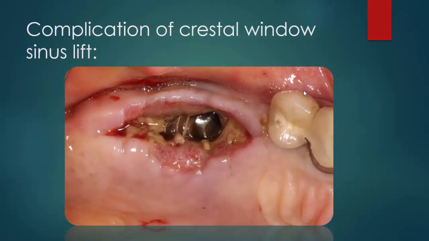Now let's see the complications of such cases. This is another case I also did with the same technique, but we had a complication. The patient came back with a huge oroantral communication, as we can see here. The patient was diabetic and a smoker, but he claimed that everything was under control. So we want to make sure that we have very good case selection. We should be careful not to treat a smoker or a diabetic patient in such cases, because as you can see, it's a very big complication. Of course, we could manage this complication.